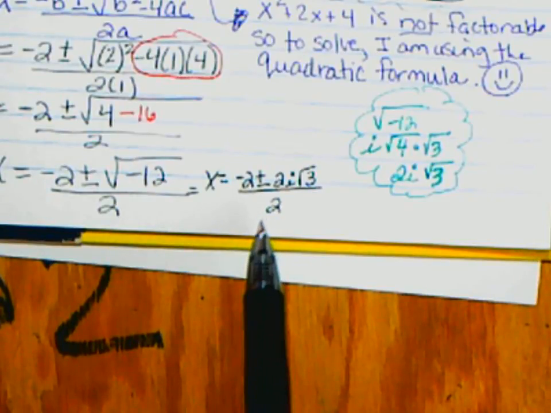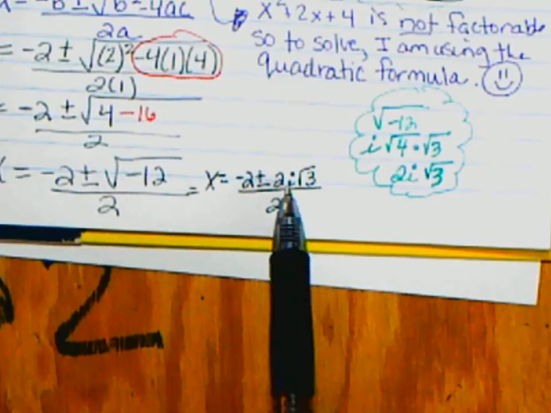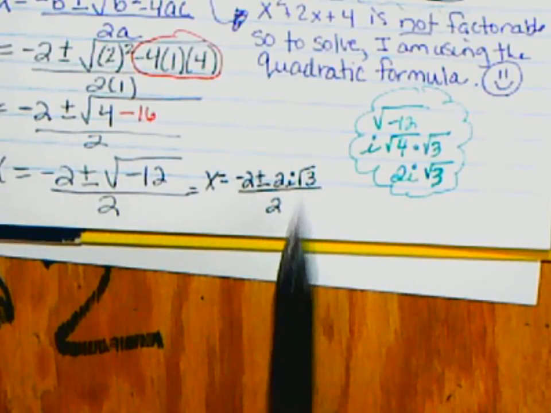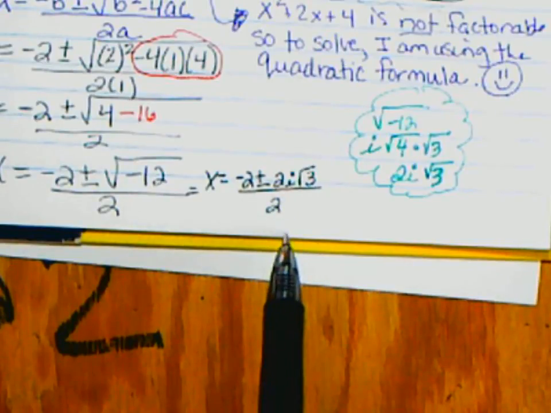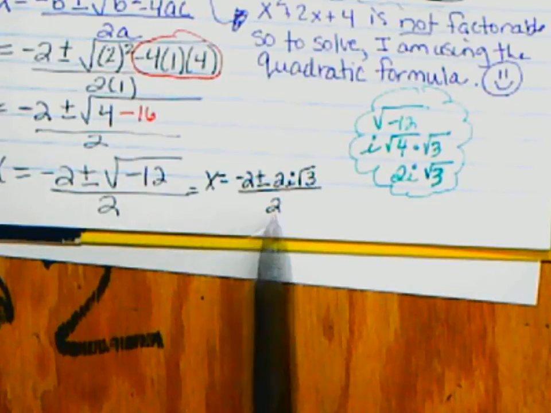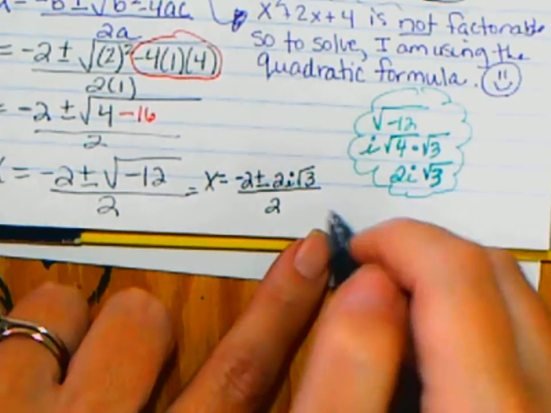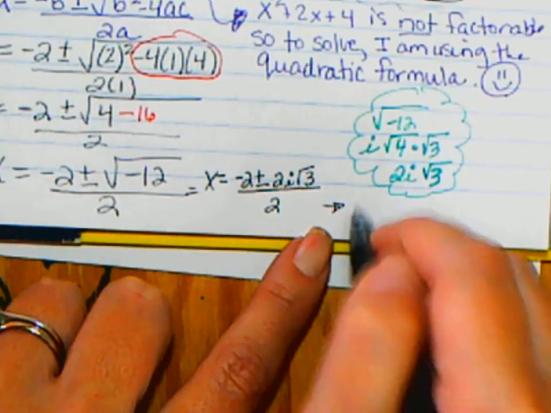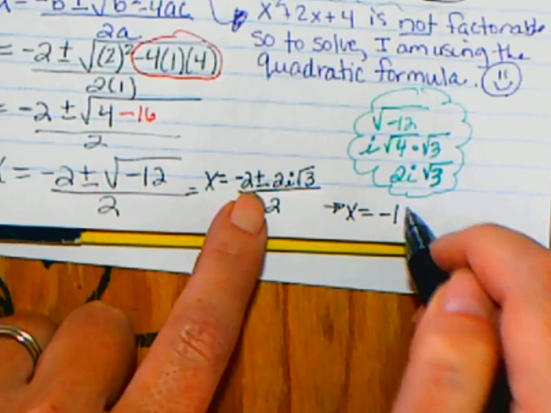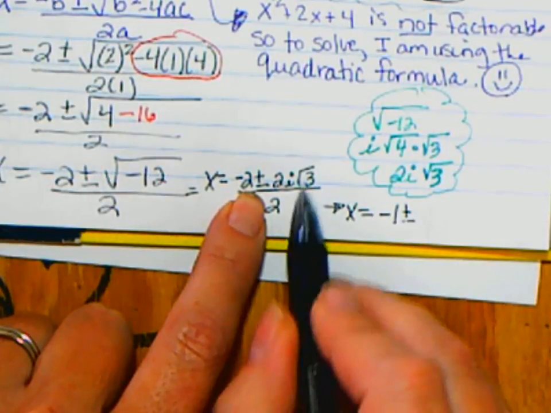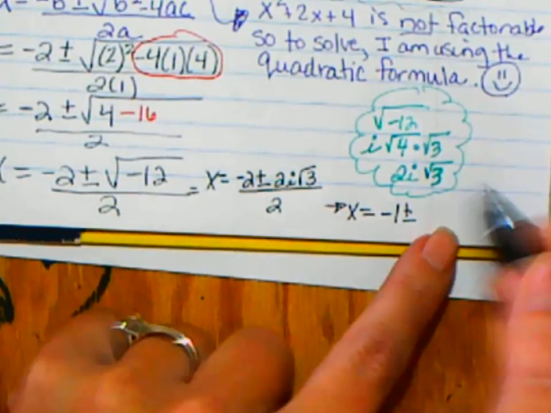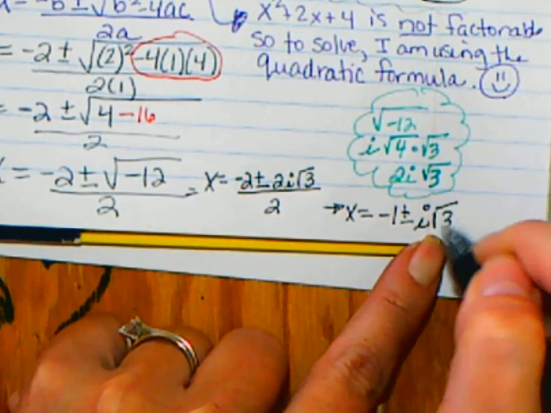Yes. Because you can multiply or divide real and imaginary numbers. You can't add and subtract real and imaginary. So reducing is dividing, right? Since this 2 is outside of the radical and this 2 is outside of the radical, we can reduce that. We can divide those. So if I reduce, x equals negative 2 divided by 2 is negative 1. And then plus or minus 2i square root of 3 divided by 2 would be 1i square root of 3, or we would just put i square root of 3.